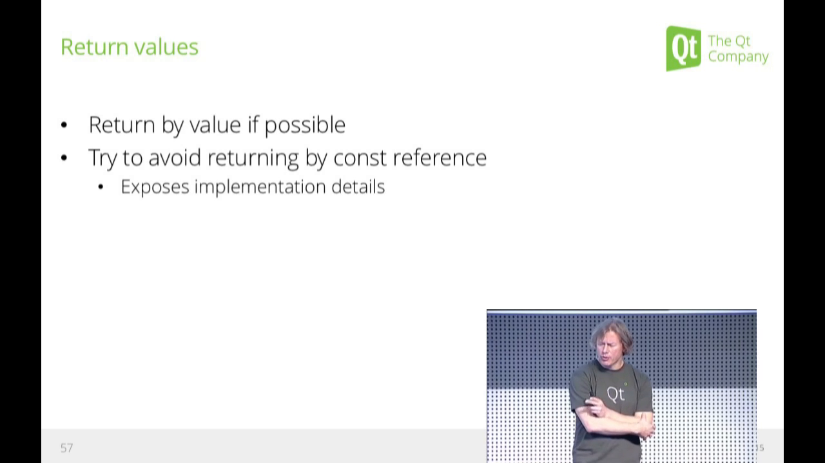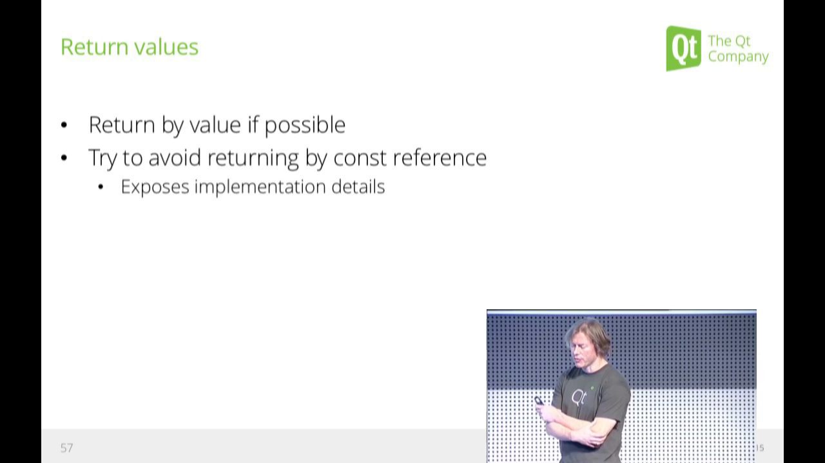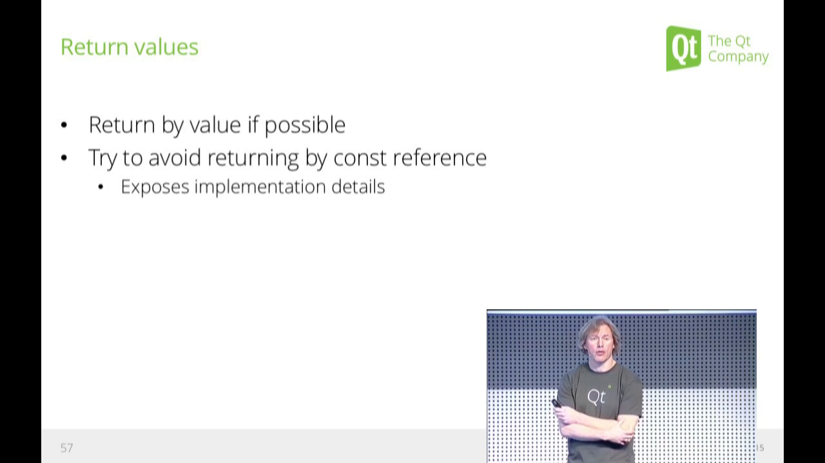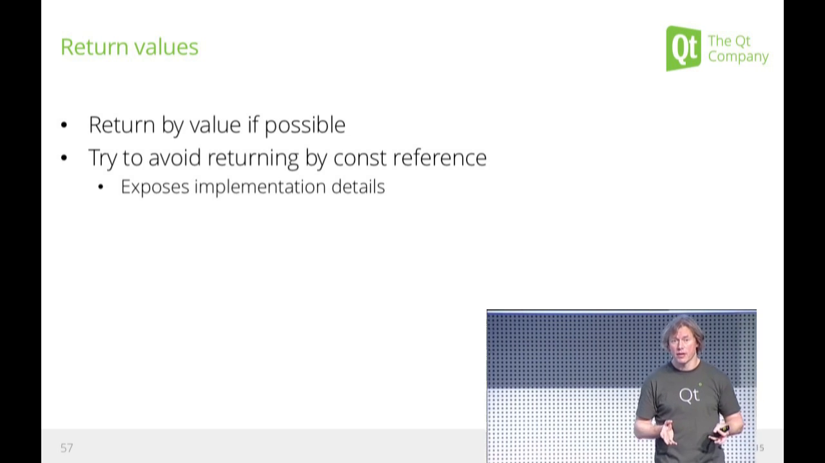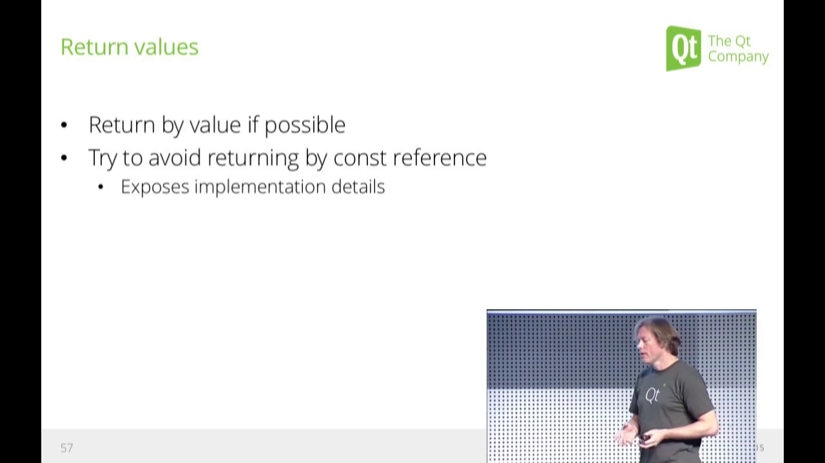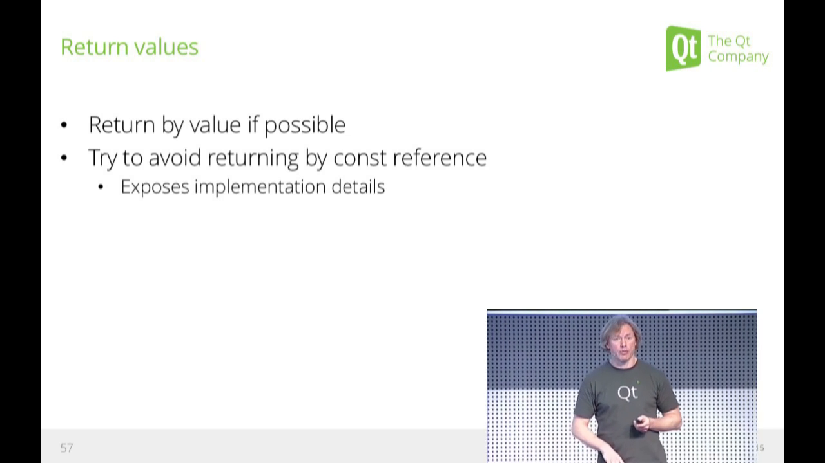I had a little bit about return values earlier, but really return by value if possible, not by const reference. As said, if you return by const reference, you might have good reasons for doing that for performance and to avoid copies. But it does expose implementation details, so think twice about it before you do it.